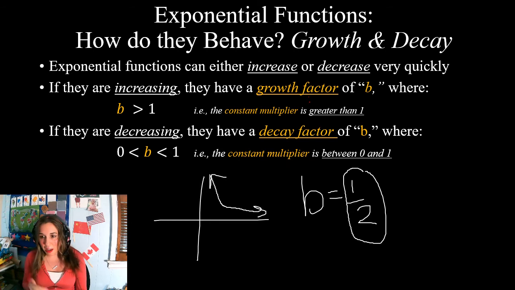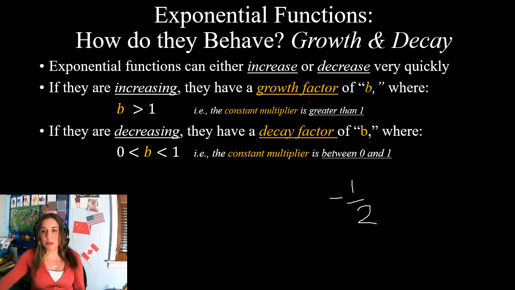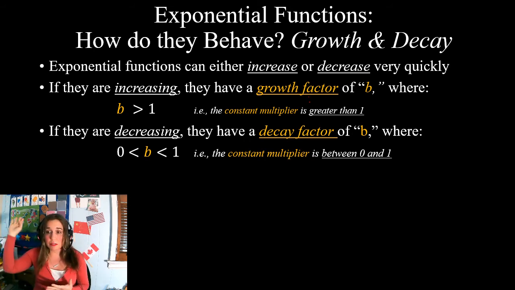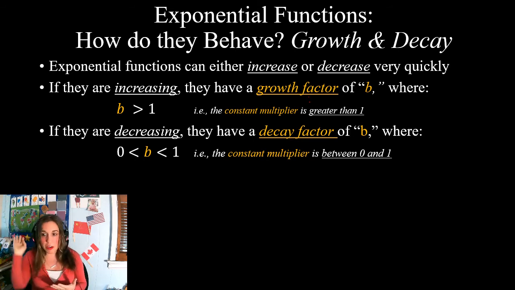You're chopping them. So we call that the decay factor. So when we use the terms growth factor and decay factor, all we're doing is referring to your constant multiplier. And if your constant multiplier is greater than 1, then it's a growth factor because your function is going to be increasing, right? Maybe you're doubling, maybe you're tripling, okay?